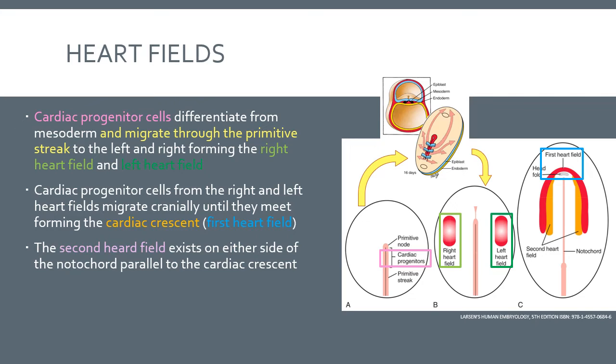The second heart field, and there are 2, exists on either side of the notochord, and then also migrates cranially, in parallel with the first heart field. So you have these 2 heart fields, and you'll get major structures of the heart from both of them.